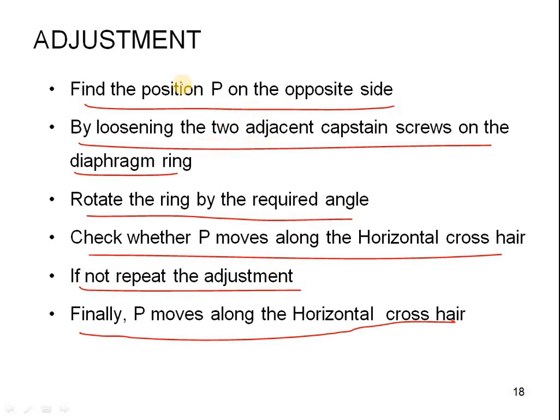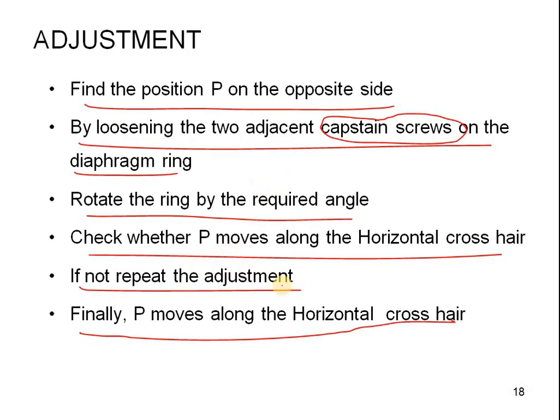So if the diaphragm is not in the correct position, we can rotate it by using the capstan screws on the diaphragm. By rotating that one, we can keep the straight line in the line of collimation. So this is the process we can do when the adjustment is needed. So this is the diaphragm. Then the straight line will be there.